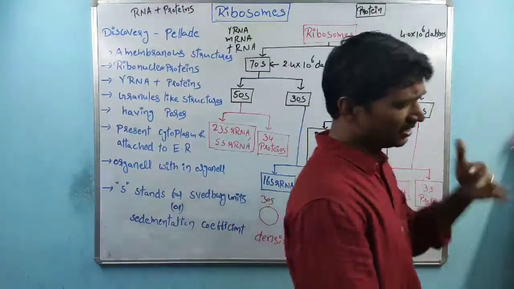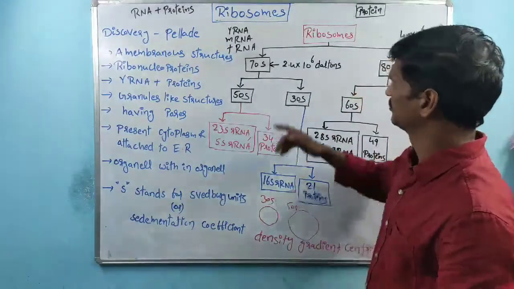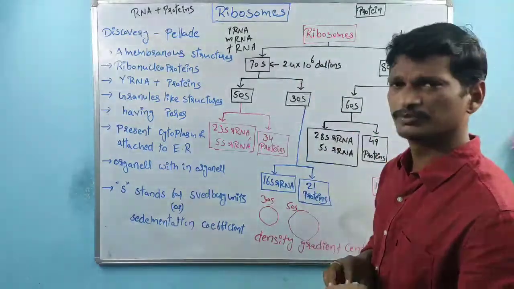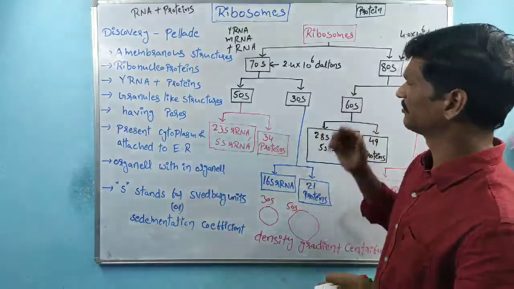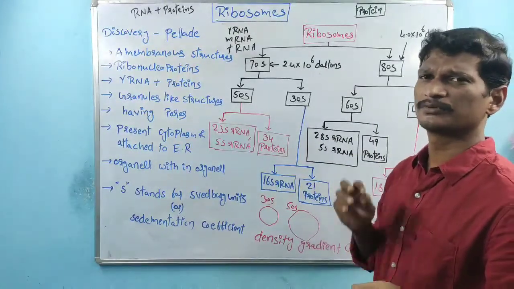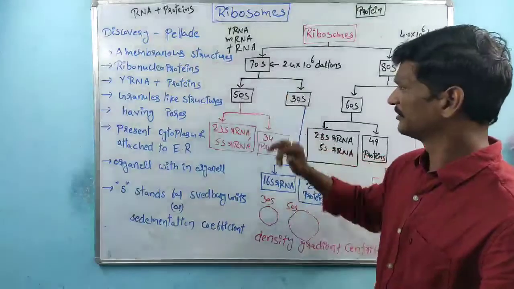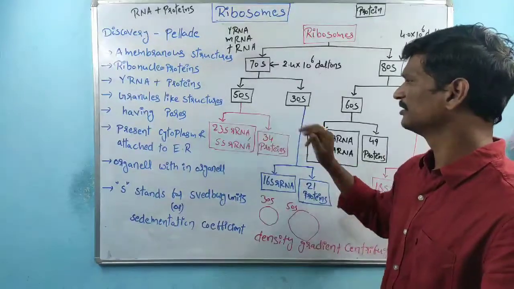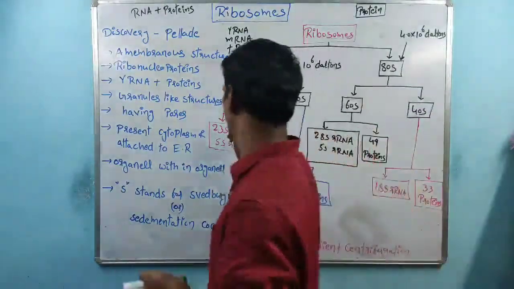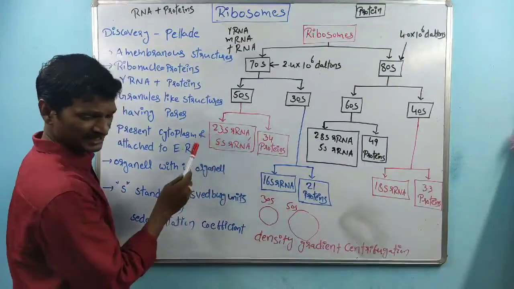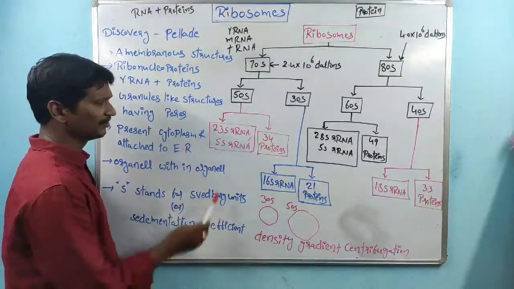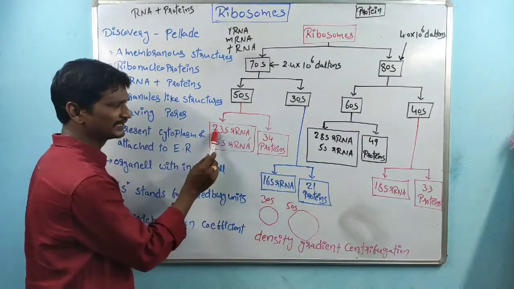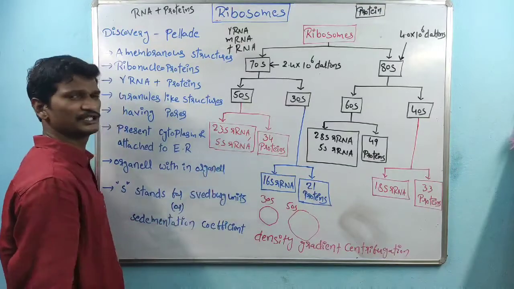See, again here we have to discuss the types of ribosomes. First, the 70S ribosomes. 70S ribosomes are seen in prokaryotic cells. The molecular weight is 2.4 into 10 to the power of 6 Daltons. Right? In 70S, there are 50S and 30S subunits. In the 50S subunit, there is 23S rRNA and 5S rRNA.